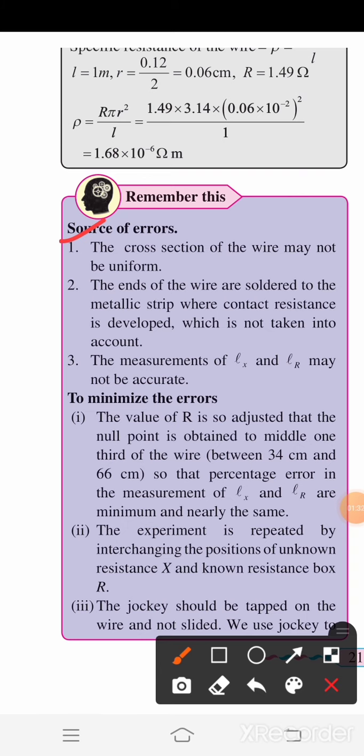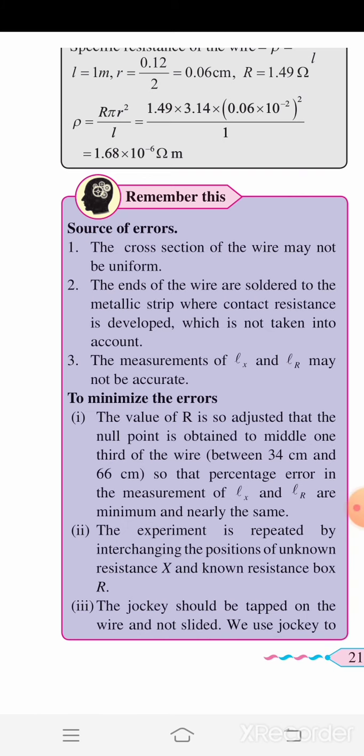Sources of errors: the first error is that the cross section of the wire may not be uniform. Means if we use a 1 meter length wire in the meter bridge not having the same cross-sectional area, then the resistance per unit length of wire may not be uniform. That's why error is produced in the measurement of unknown resistance using the meter bridge.